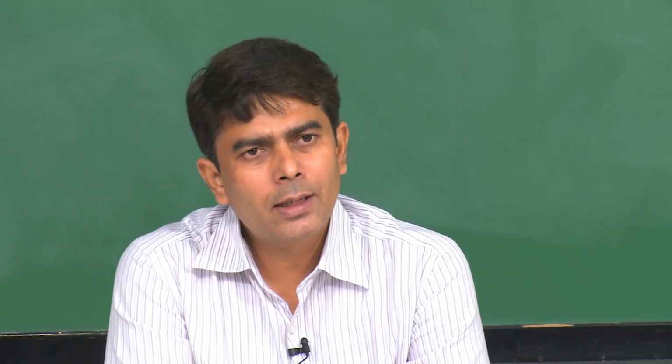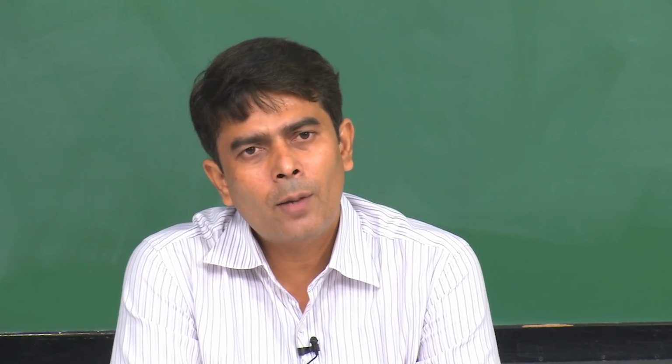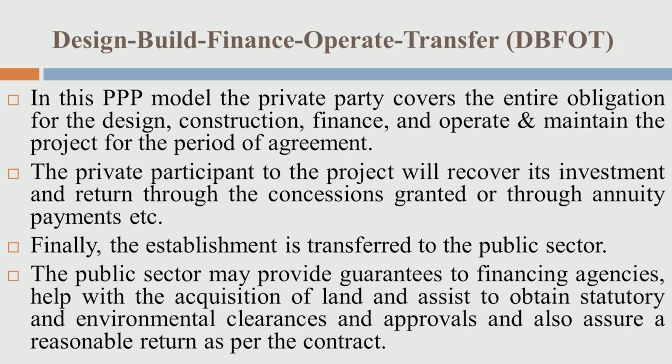The next discussion on a different type of model is the design, build, finance, operate, transfer. So, there are 5 steps in this particular model. As is clear, in this model the private party covers the entire obligation for the design, construction, finance, operation and maintenance of the project for the period of agreement. The private participant will recover its investment and return through the concession granted or through annuity payments, etc. Finally, the establishment is transferred to the public sector.